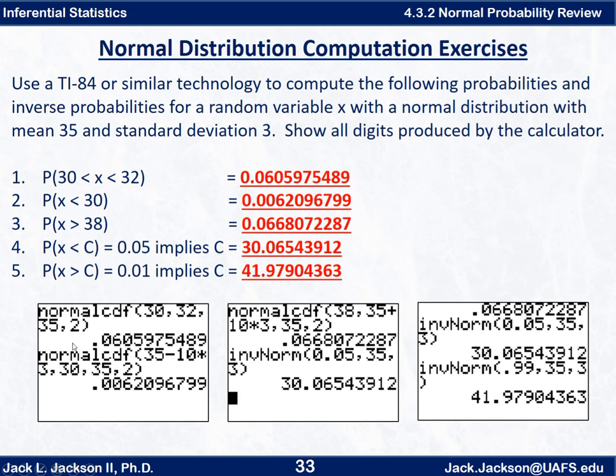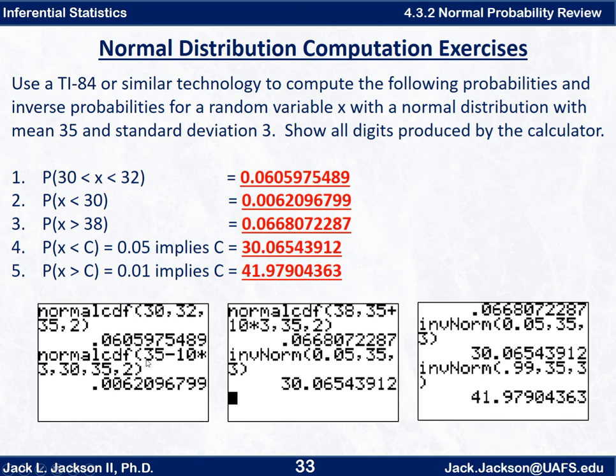Probability that x is less than 30: we need normal CDF from negative infinity to 30. If you remember from my earlier work, there's practically nothing, theoretically not nothing, but practically nothing, to the left of 10 standard deviations below the mean. So you can effectively use mean minus 10 times the standard deviation as negative infinity. There definitely is some probability to the left of that, but it's so low that it would only affect digits beyond the ones shown here.